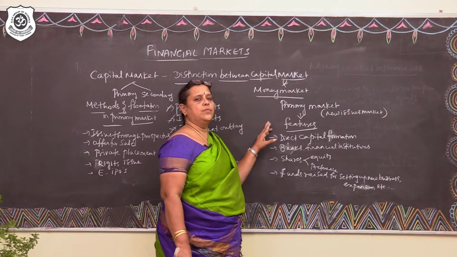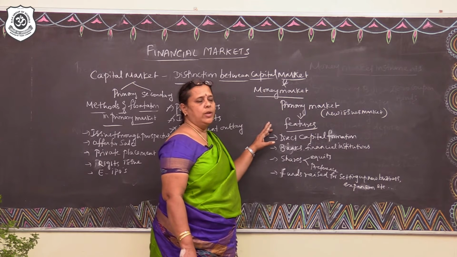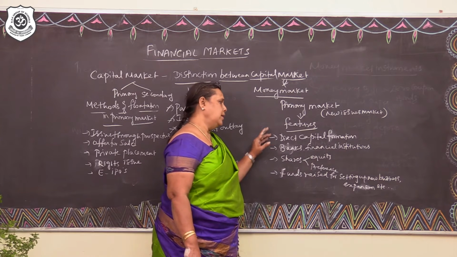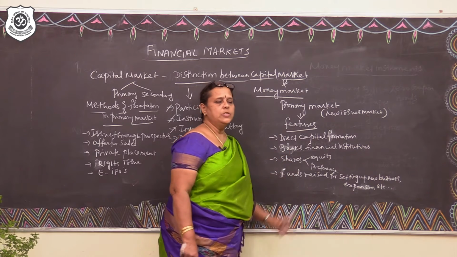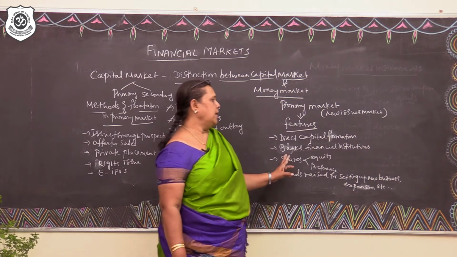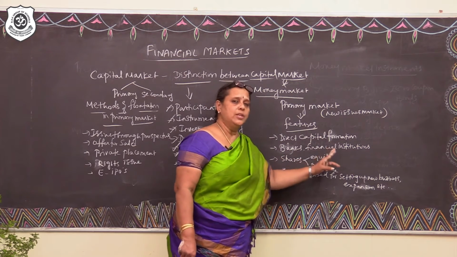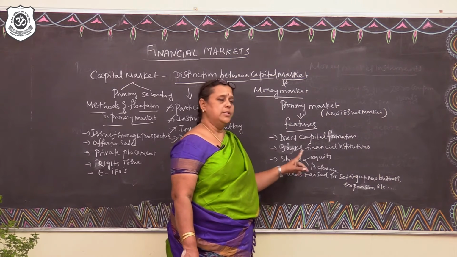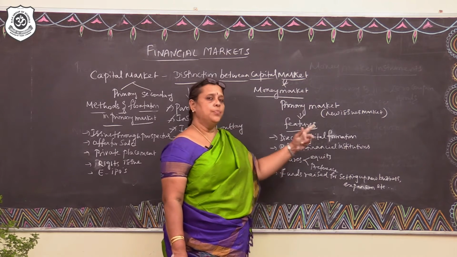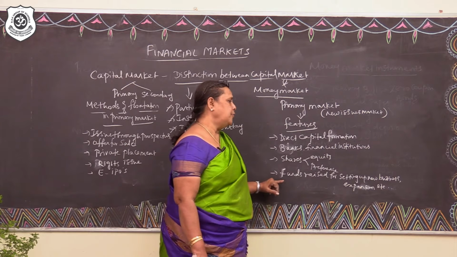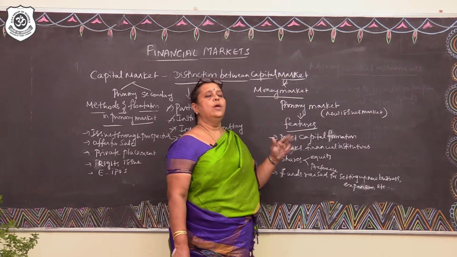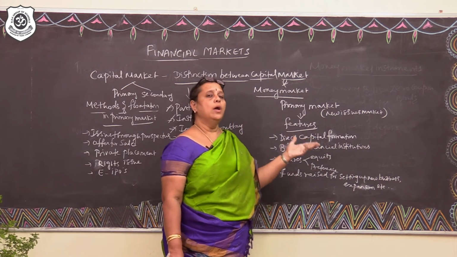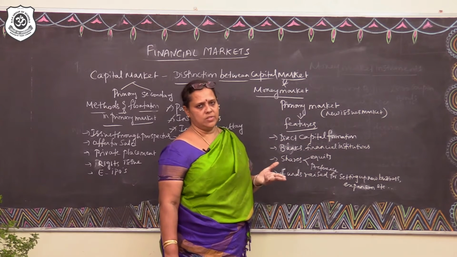Companies approach the investors directly. So, it is only through the primary market that direct capital formation takes place. And the participants of primary market are banks, financial institutions, general public, etc. The instruments traded are shares, that is equity and preference shares, then bonds, etc. And funds are raised normally for expansion of the business or setting up of a new business or infrastructure projects, etc.